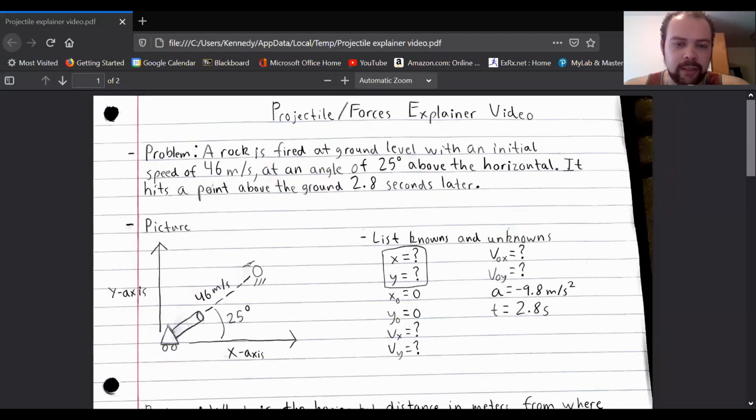Hello, everyone. Today we are going to be going over the projectile and forces explainer problem that I was assigned this week. So I'm going to just quickly pull this up here. I'll share the screen. Let's scroll to the top.